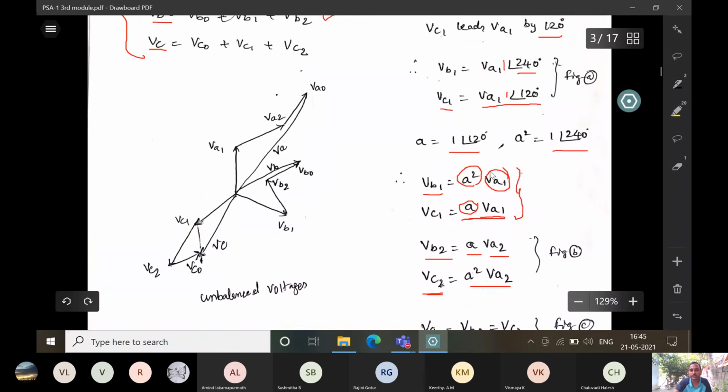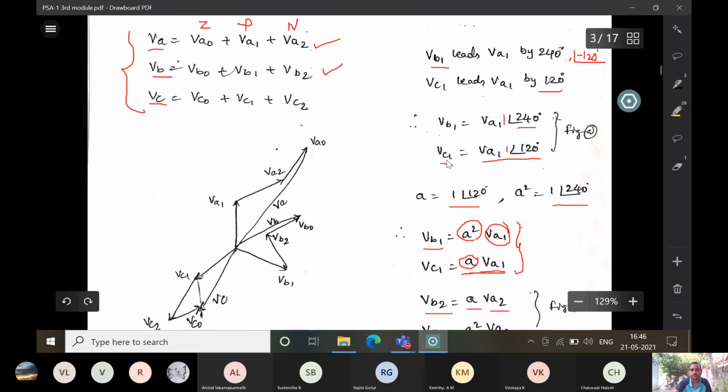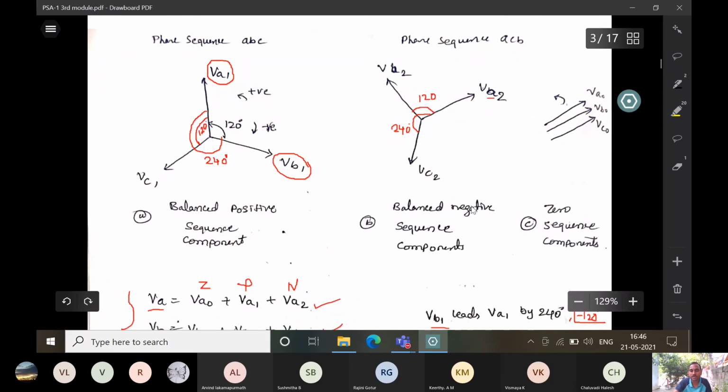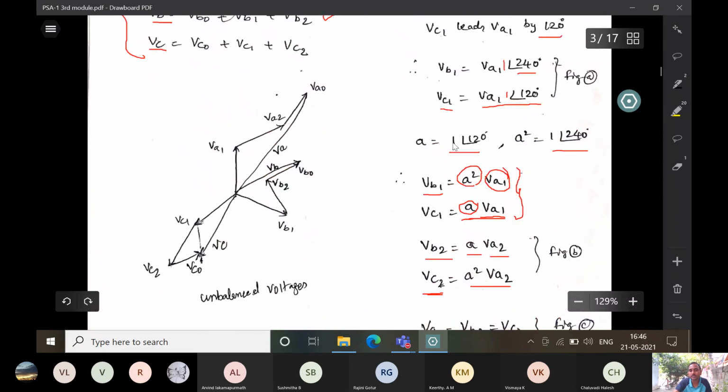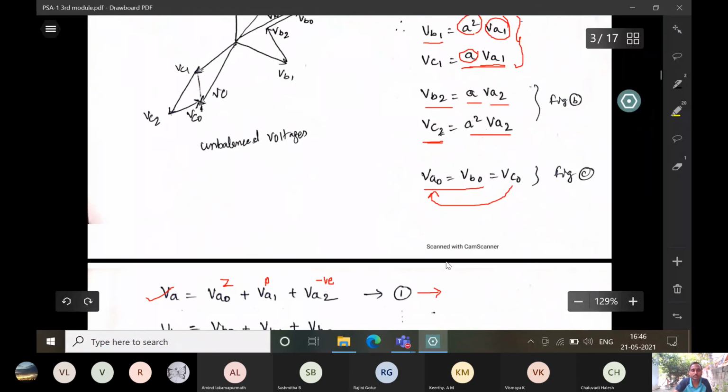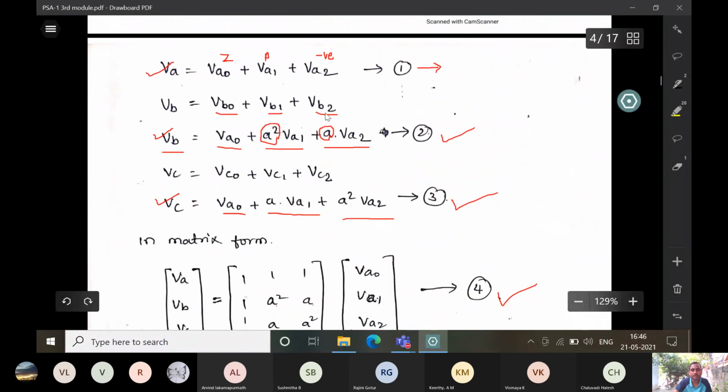How do we get A into VA2? VB2 from VA2 is 120 degrees apart. 1 at an angle 120 means what? A. A into VA2 is equal to VB2. Substitute here. Now it is clear. Similarly, VC naught is also equal to VA naught.